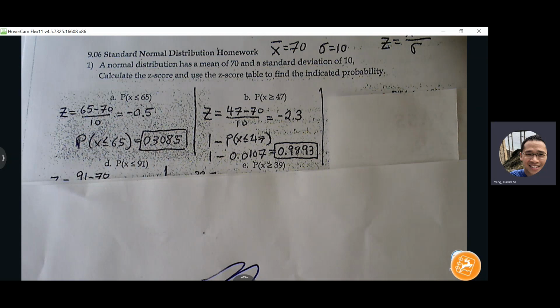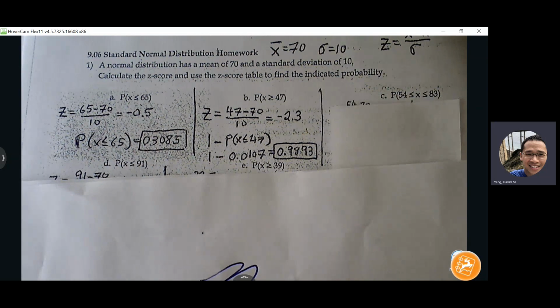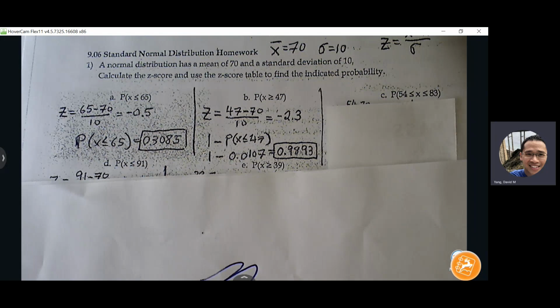And part C is the most complicated type, where you have to find the z-scores for both, find the probabilities for both, and then subtract the two probabilities. The larger minus the smaller.